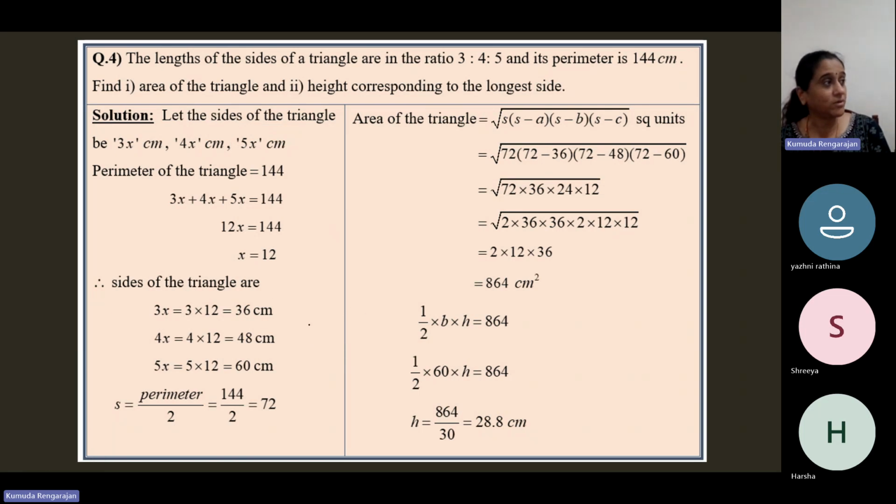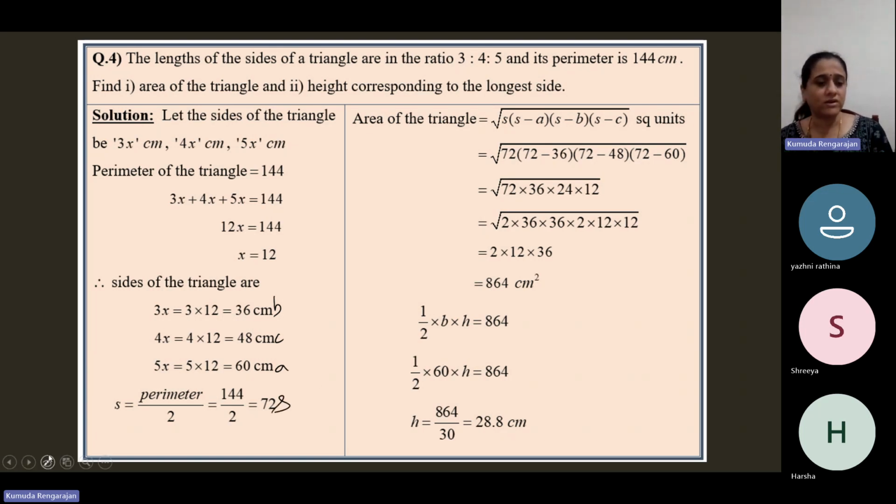Next, what to find? Semi-perimeter, S. Because you know the perimeter here, you can just do perimeter by 2, semi-perimeter, 144 by 2. Okay, 72. Now substitute the values in the formula. This is A, this is B, this is C, and this is S. Semi-perimeter is 72. A, B, C are the three sides of the triangle, in any order. You can take this as A, this as B, this as C. The order is not important. But of course this is S.